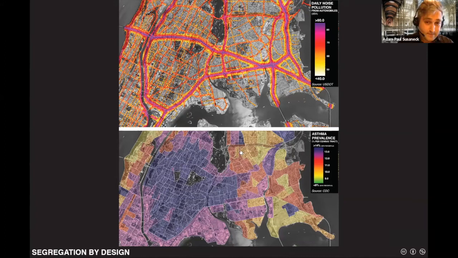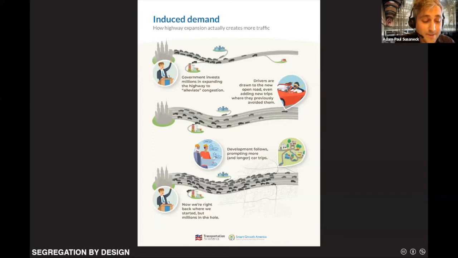So in addition, at this point, decades of evidence has shown that widening highways does very little to actually relieve traffic anyway, and in some cases can actually make it worse by encouraging more people to take that route.